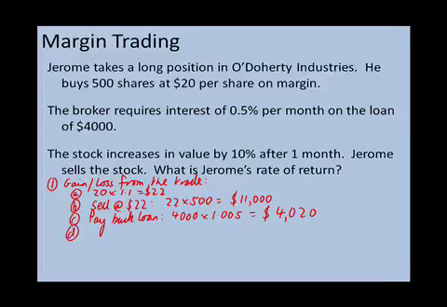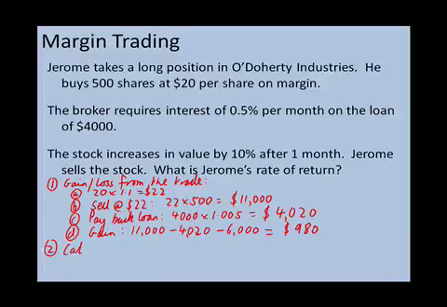Now we can calculate our gain. The gain is going to be 11,000 minus the amount we repay to the brokerage minus our initial investment, which was 6,000, which gives us a gain of $980.